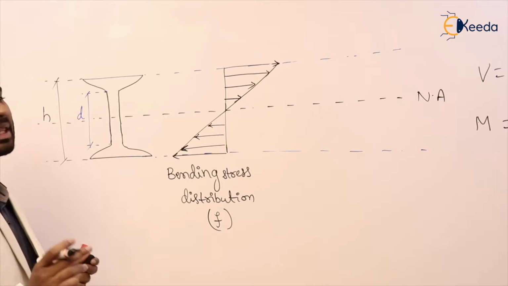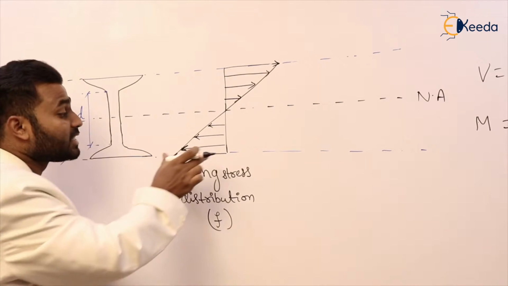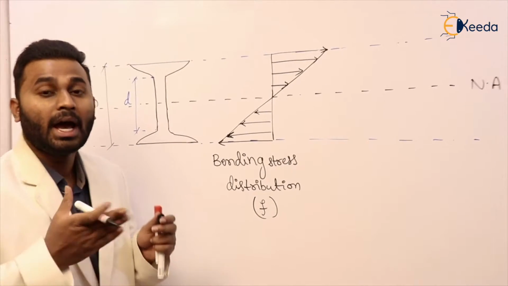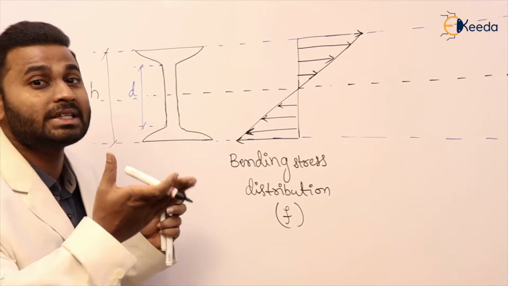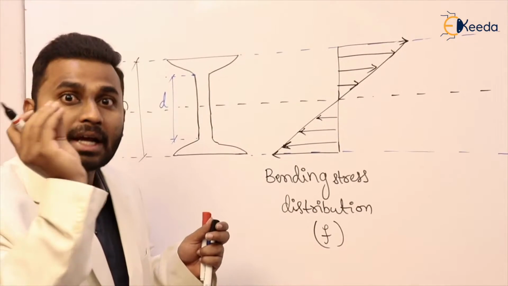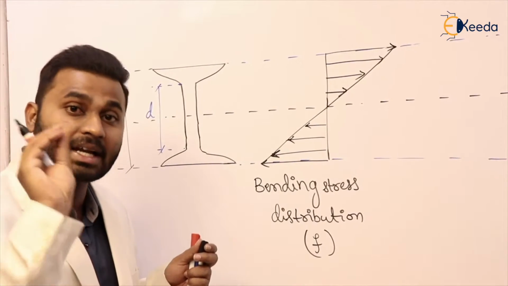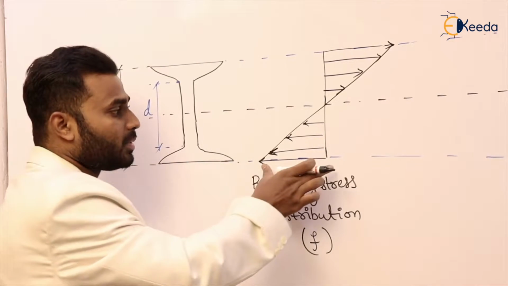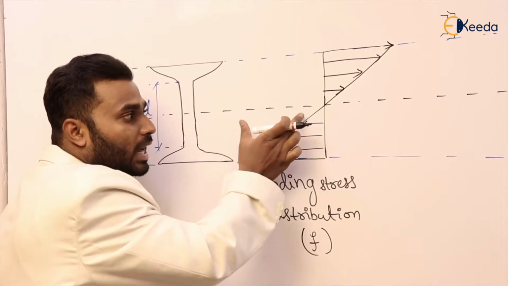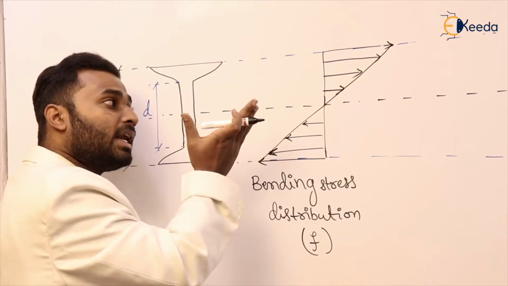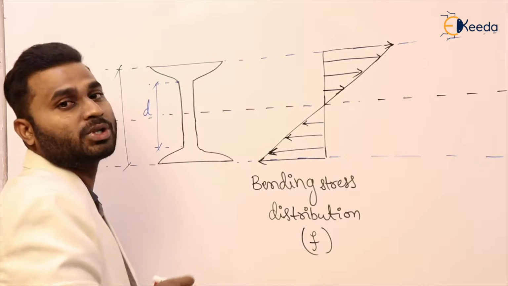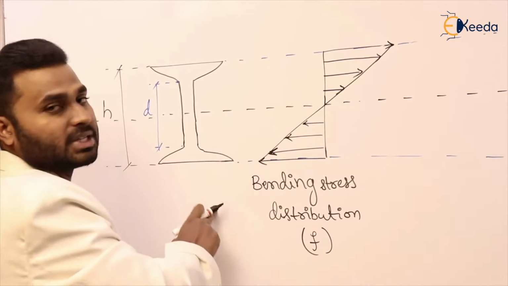If you observe, the maximum stress occurs at the extreme fibers. If you move toward the neutral axis, the stress reduces, and exactly at the neutral axis, the stress is zero. So from the extreme fibers, as we proceed towards the neutral axis, the stress decreases and it is zero exactly at the neutral axis. This is the bending stress variation along the depth of this I section.